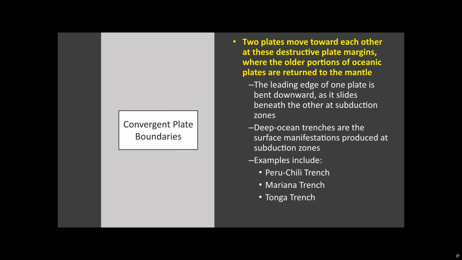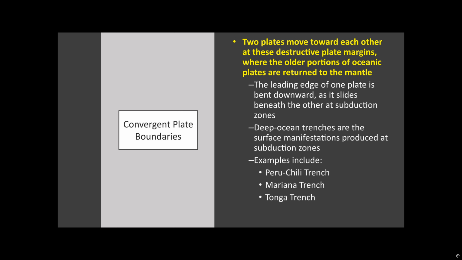There are three types of convergent boundaries. The first type is the oceanic continental convergence. And this is where we have an oceanic slab converging or moving toward a continental slab. So what happens in this case is the oceanic slab is denser. Think of it like this.